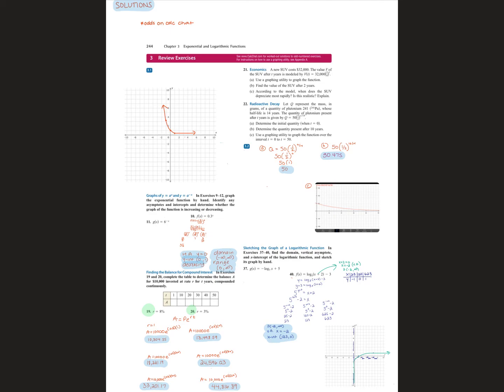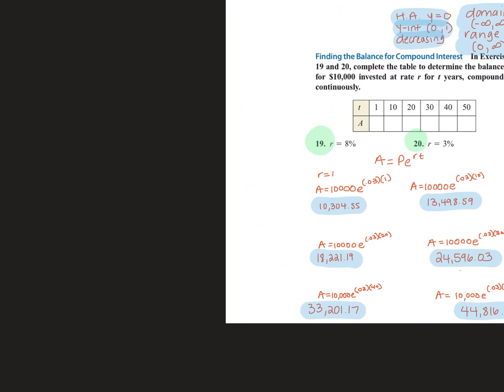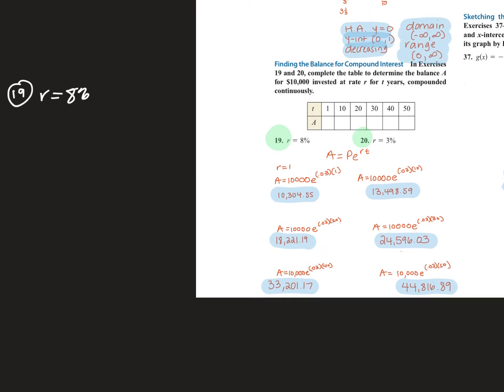Came up were 19 and 20. On your test, it's not going to be like a T-chart. So it would say something like the rate is 8%, and then it will ask you to, what's in the directions? The principal balance was $10,000, and then it wants you to find it. This one was compounded continuously.